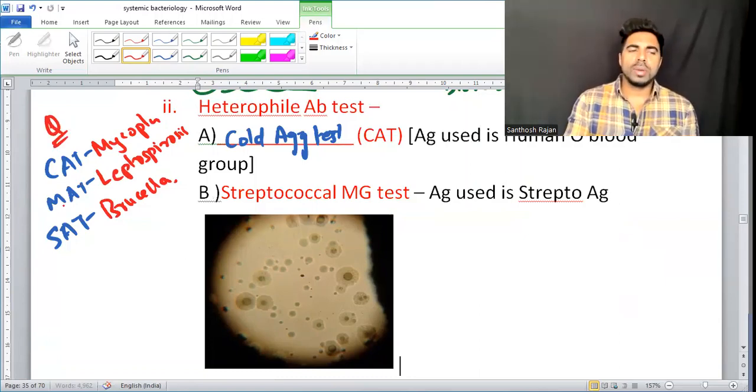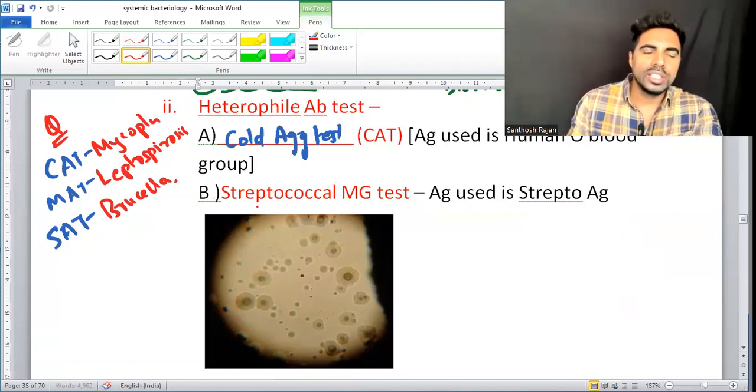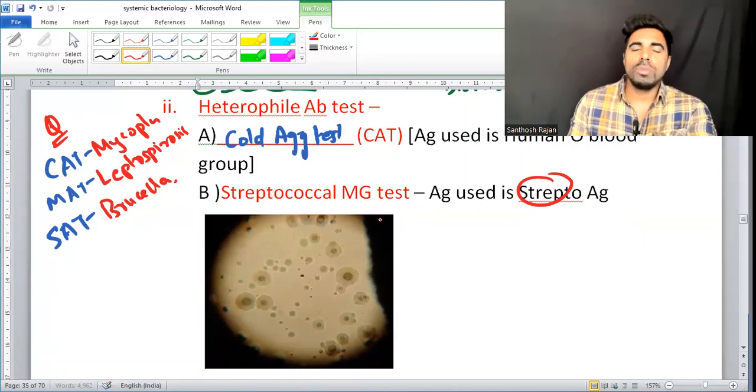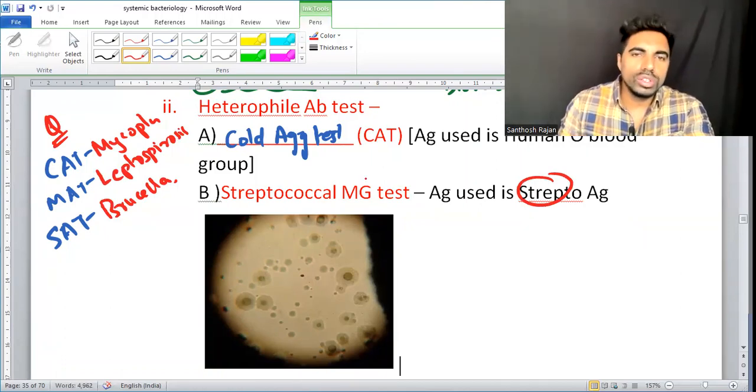Cold agglutination test, microscopic agglutination test, standard agglutination test: easy. And the Streptococcus MG test: Mycoplasma and Streptococcus MG are friends, okay? That's what you use. This is the whole heterophile antibody test, like the Paul-Bunnell test in EBV. In the same way here, use the cold agglutination test or the Streptococcus MG test.